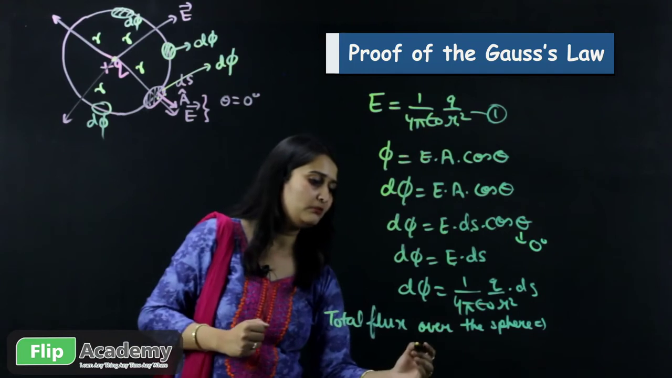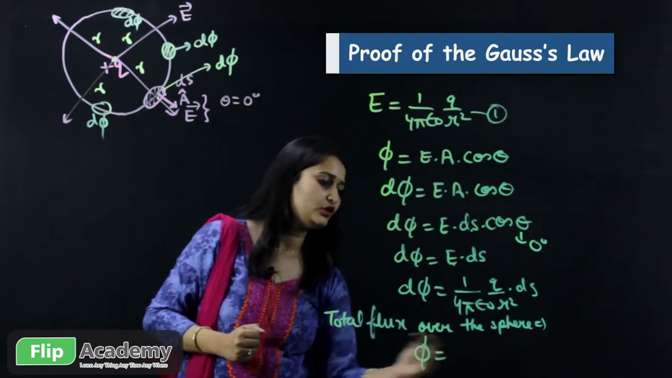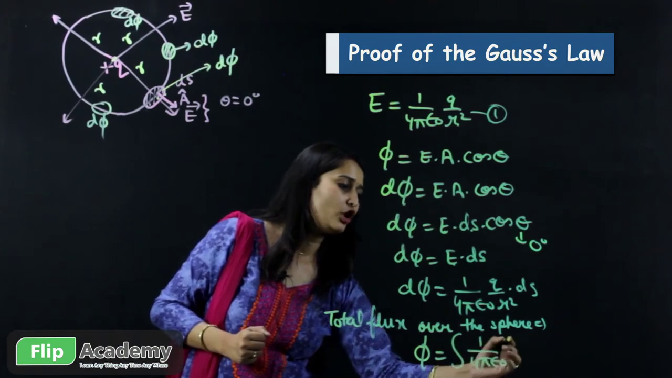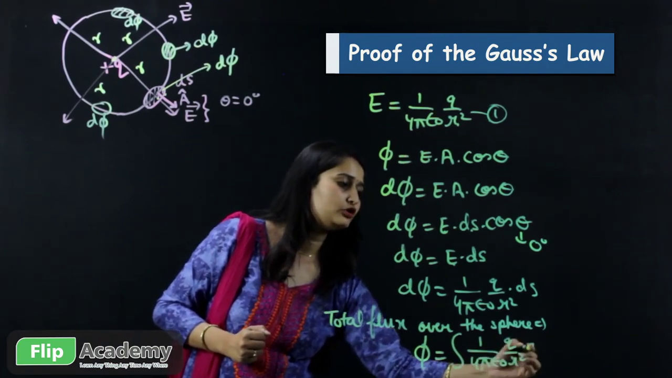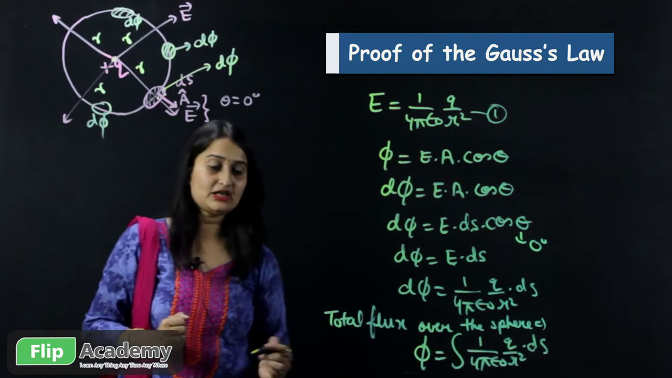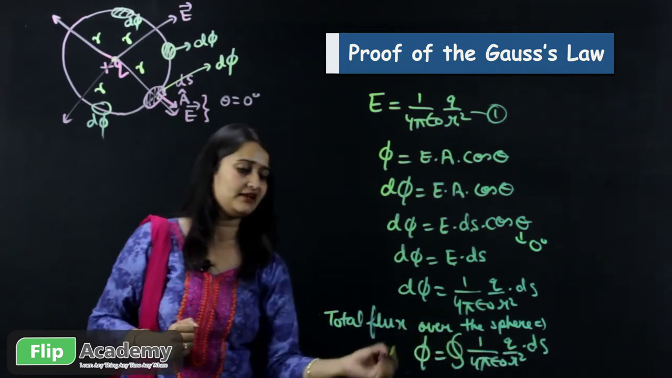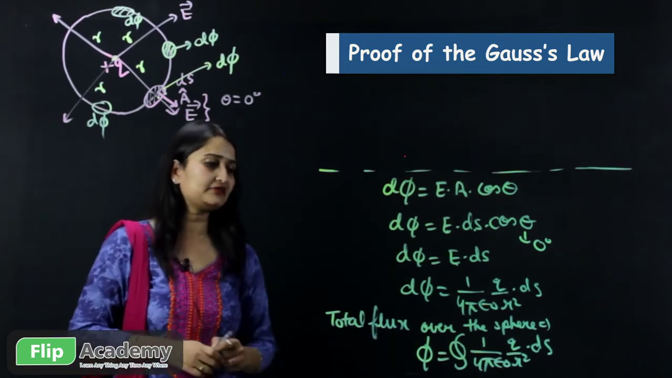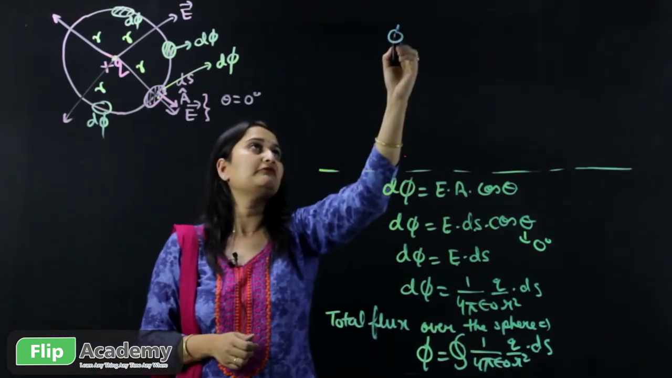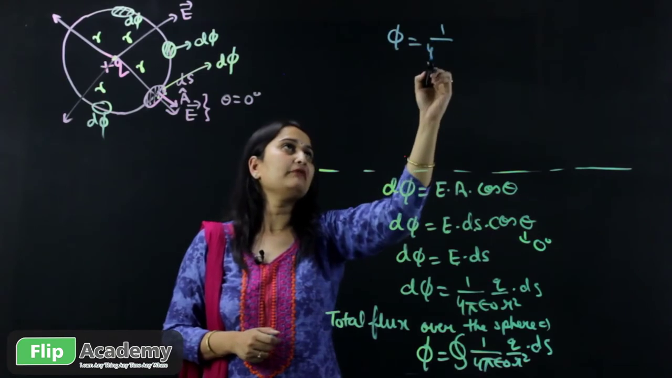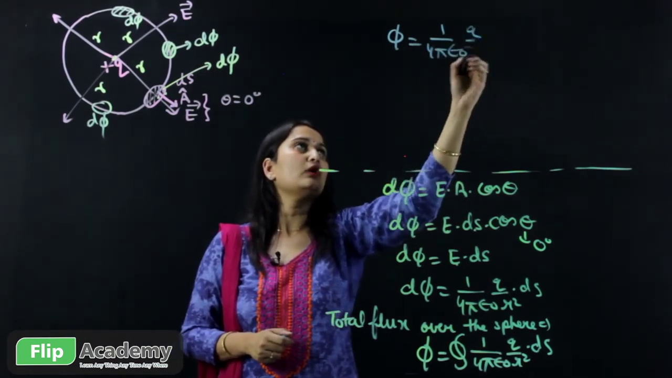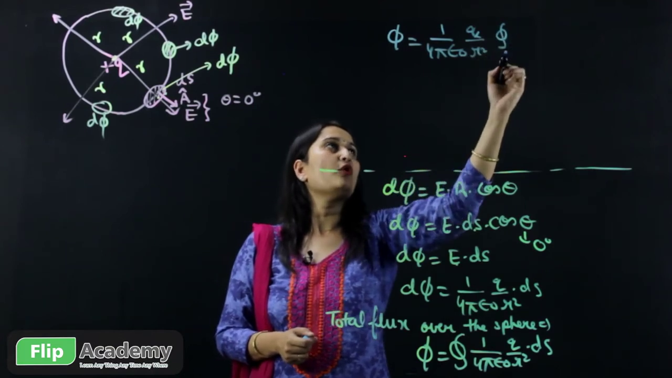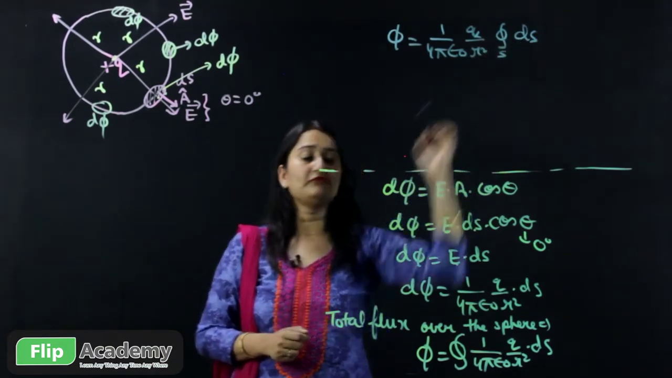So this formula modifies into phi equals integration of 1 by 4 pi epsilon naught q upon r square dot ds, and this integration is done over a closed surface. That's why the sign is made like this. Now if we modify this formula, it becomes phi equals 1 by 4 pi epsilon naught q upon r square, times the integration over the surface of ds.